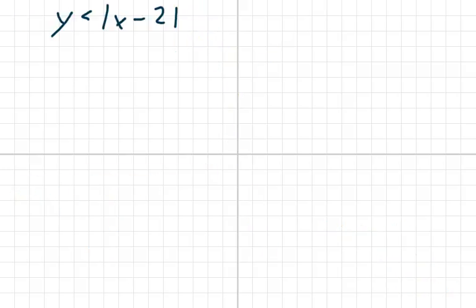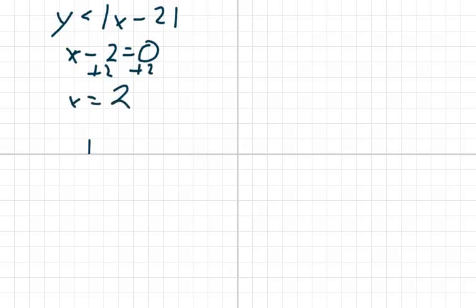Alright, the last problem on our sheet, which is number 6, is to do y is less than x minus 2 in absolute value. So the first thing I'm going to do is set the absolute value equal to 0, and I'm going to add 2, so x equals 2. Now when I make my little chart here, I'm going to put 2 right there, 0 and 3, so I get numbers higher and lower.